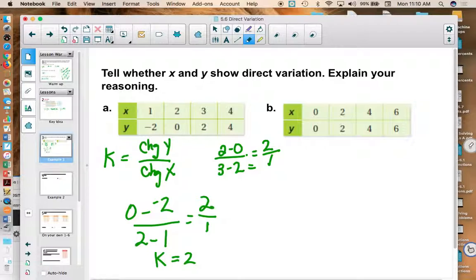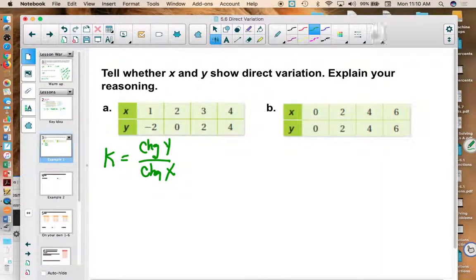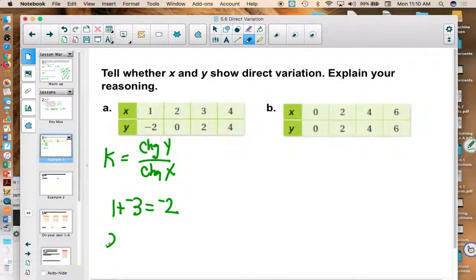Okay. So I'm going to erase some of this. 1 plus -3 equals -2, okay? If the rate of change is the same, 2 plus -3, does it equal 0? Doesn't, does it? No. Is the rate of change exactly the same? No. So how have I gone from 2 to 0? Oh, that's 2 plus -2, do you agree?